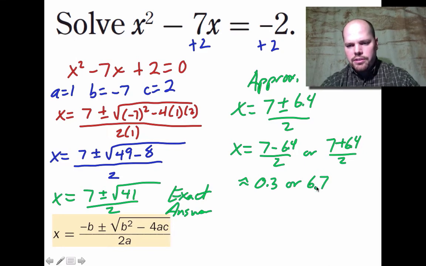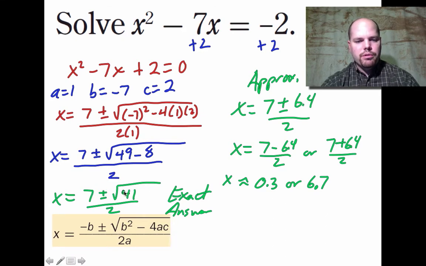And once again, these are the approximations. So the exact solutions are 7 plus the square root of 41 over 2, and 7 minus the square root of 41 all over 2, or it's about 0.3 and 6.7 as the approximation.